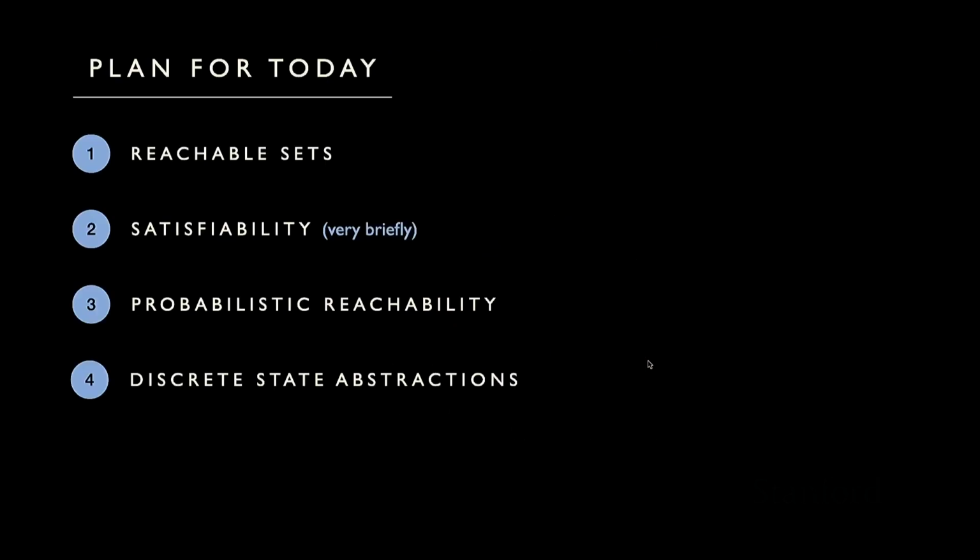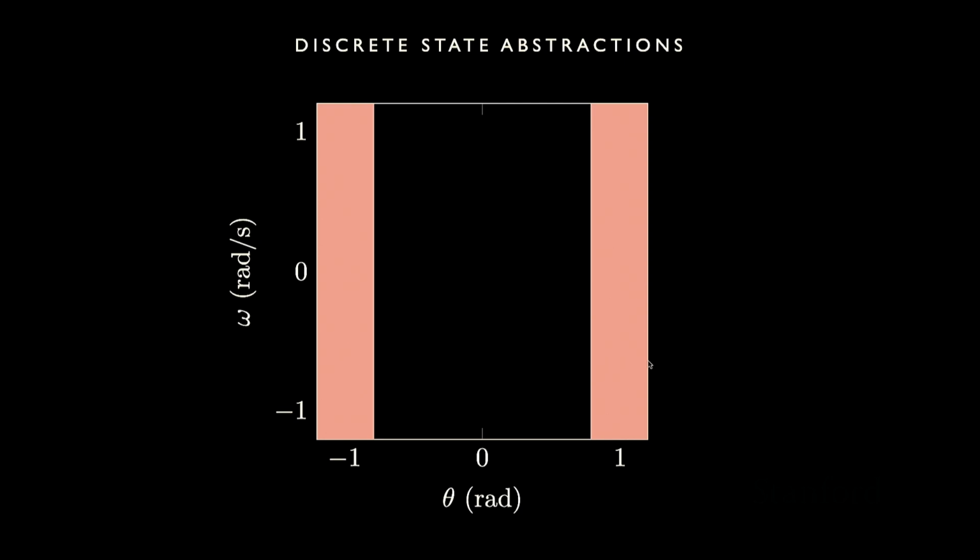Okay. But some of you are sitting here and you're like, but all my systems are continuous, so why should I care? And the cool thing is that we can actually turn continuous systems into discrete systems using something called a discrete state abstraction. Okay, so here's basically how this works. Let's try to do this for the pendulum. So we have a continuous system.